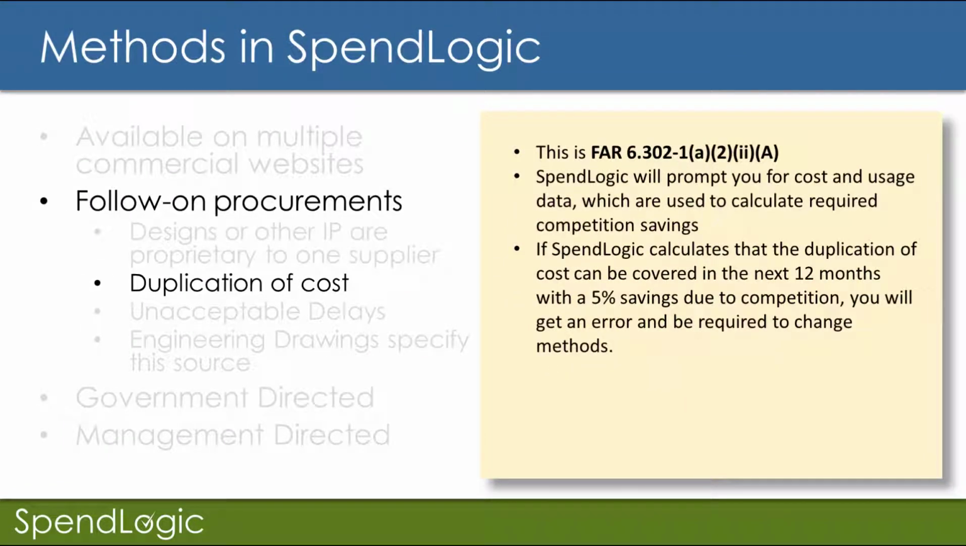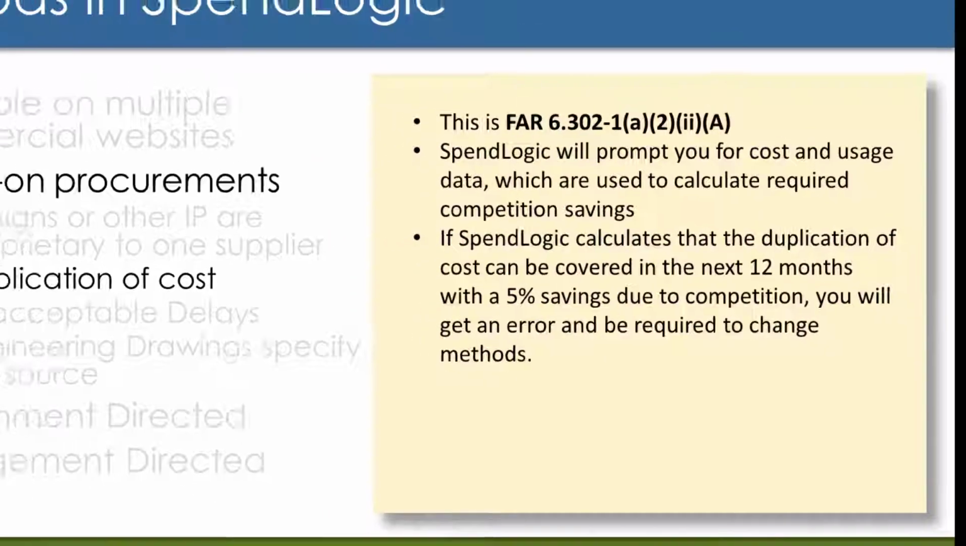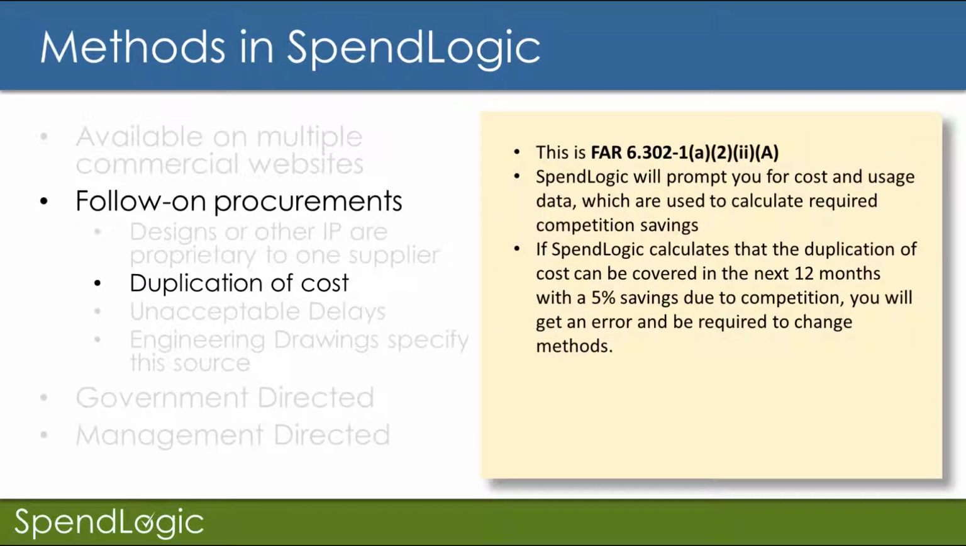Duplication of cost helps you make the case that conducting a competition will cost the government more than it will save in the long run, so sticking with the incumbent is in the government's best interest. SpendLogic helps you support your case by calculating the savings that would be required over the next 12 months in order to make up the increasing cost. Note that if SpendLogic calculates that a 5% savings would cover your cost increase, you'll get an error and will not be able to use this method.